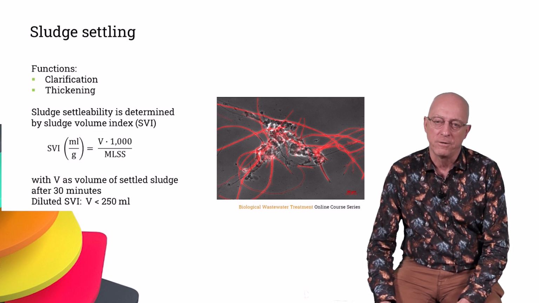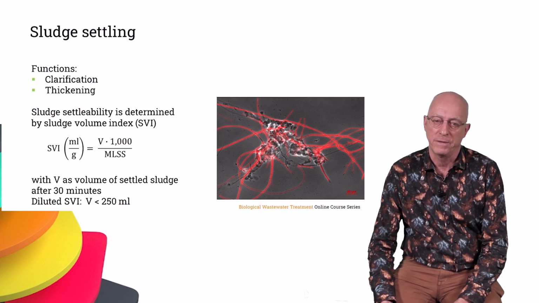One aspect is that if you have bulking sludge and the sludge volume index becomes too large, you cannot really measure it. Then you have to use a diluted sludge volume index, and it is advised that if you start with 1 liter of activated sludge mixture, that the settled volume is smaller than 250 milliliters to have an accurate measure of the sludge volume index.